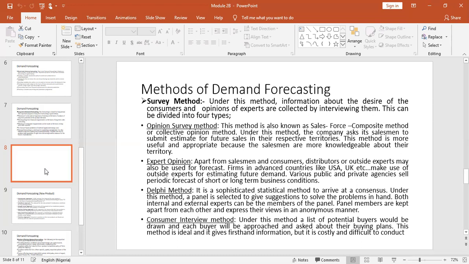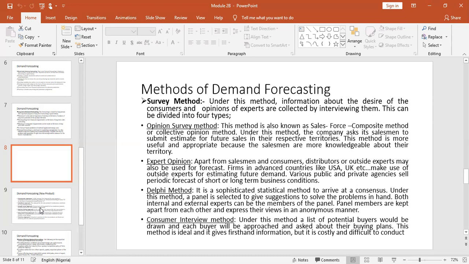Then the interview method. Under this method, a list of potential buyers will be drawn, and each buyer will be approached and asked about their buying plans. This method is ideal and it gives first-hand information, but it's costly and difficult to conduct. This one is very difficult to conduct, sincerely speaking. So most companies can't afford the last method.